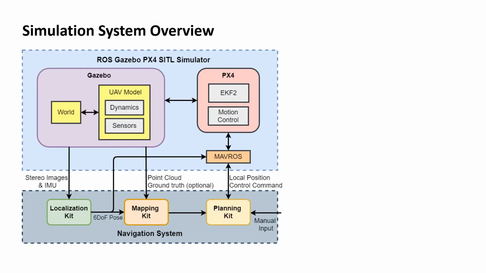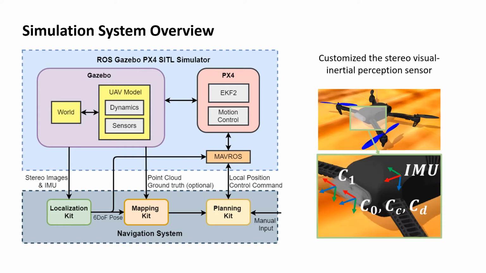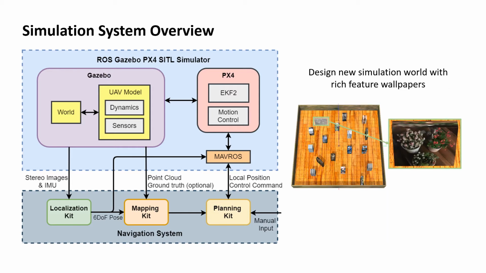This figure is an overview of the simulation system. The system is based on the ROS Gazebo PX4 toolchain. The exchange of information between different kits is coordinated by ROS messages. To support the visual pose estimation, we added the stereo visual inertial perception sensor to the original Iris UAV model. And we also designed a 20 by 20 meter simulation world and furnished it with wallpapers.